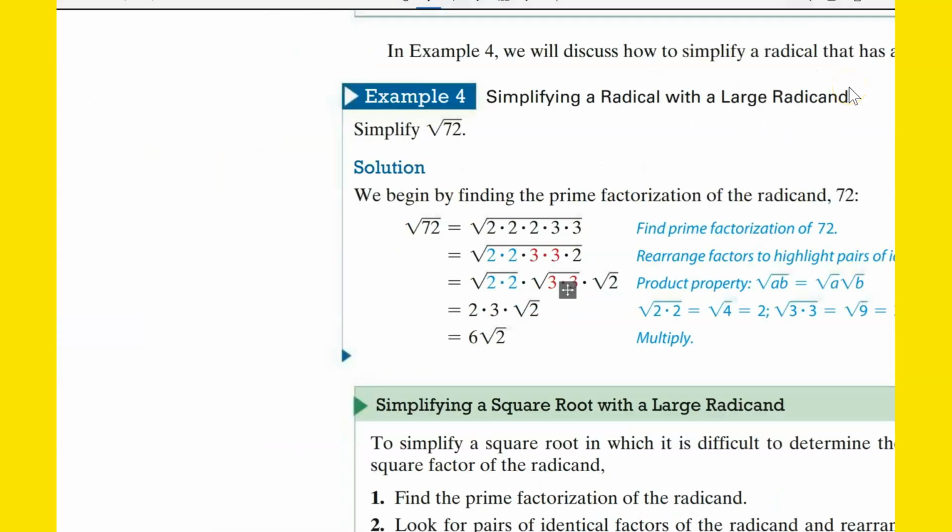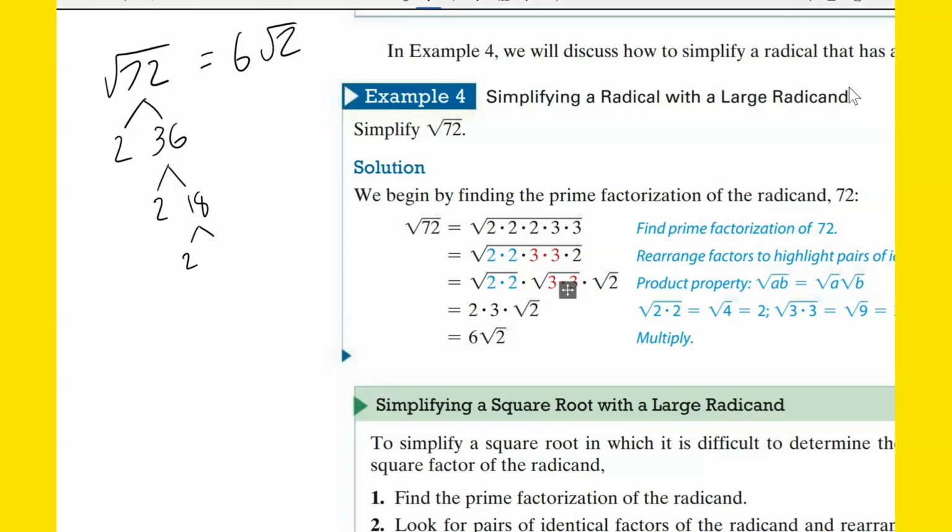All right, example 4, simplify the square root of 72. I would encourage you to pause it and go ahead and try to do that on your own before we do it together. So the square root of 72, I think what I would do is break that down to maybe 2 times 36, and then the 36 is already a perfect square, so that becomes a 6 on the outside with a 2 on the inside. Or if I could continue to break this down, 36 breaks down to 2 times 18.